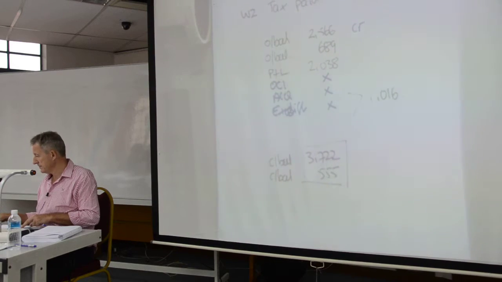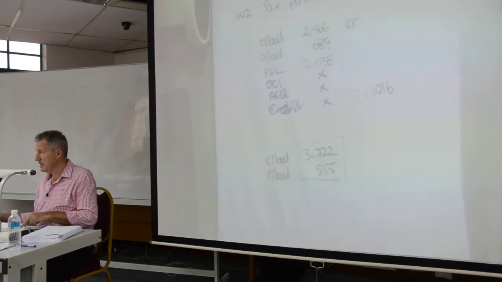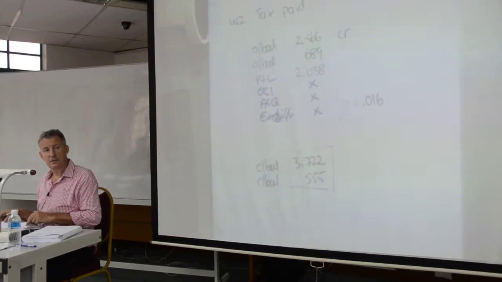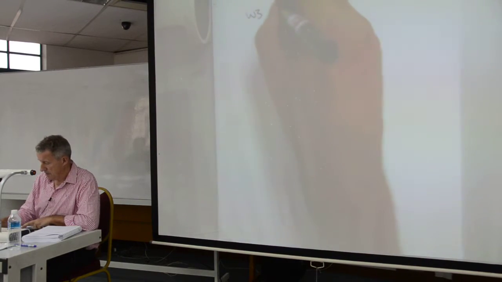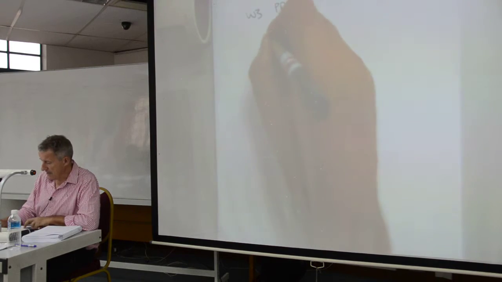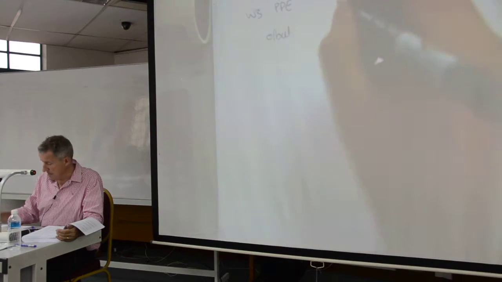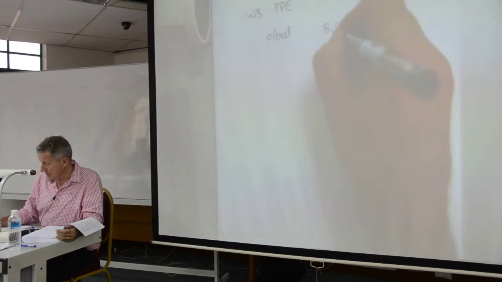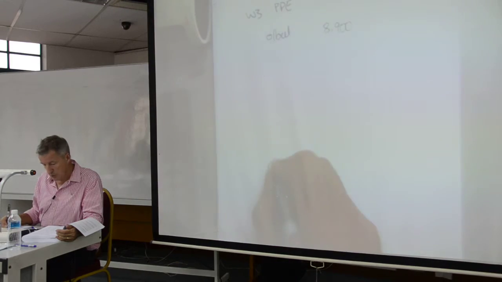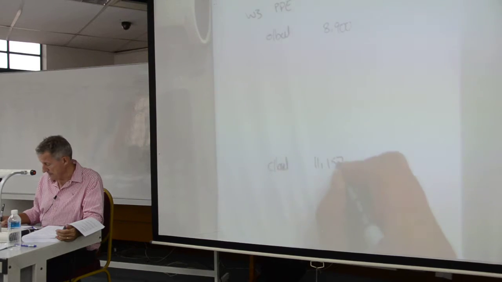Next. PPE. I want to gather everything to do with PPE in the one working. What's the opening balance? The opening balance on PPE is 8,900. What's the closing balance? The closing balance is 11,157.